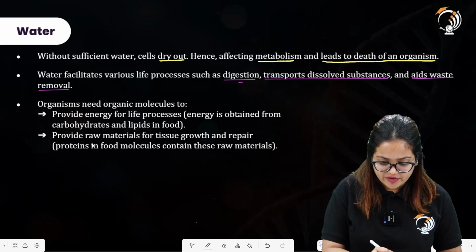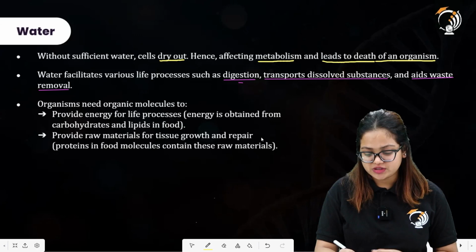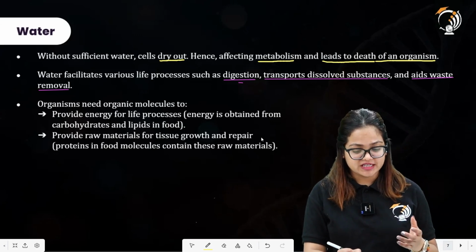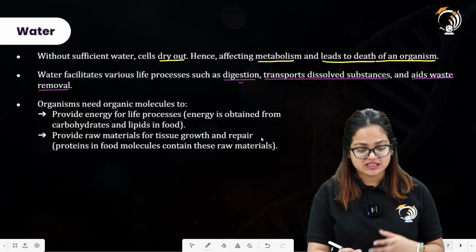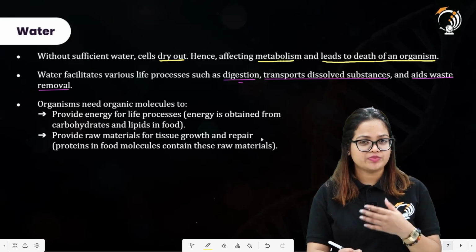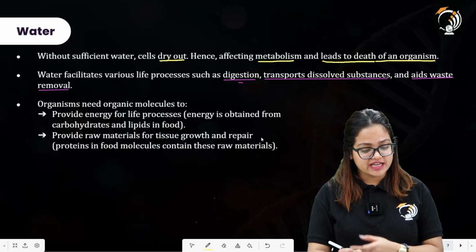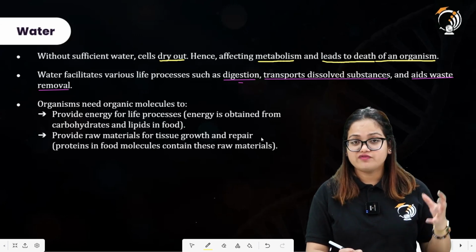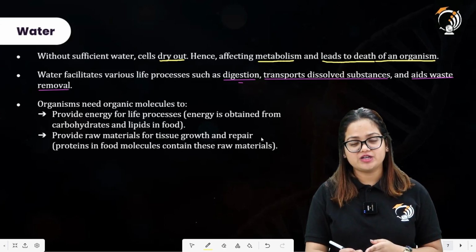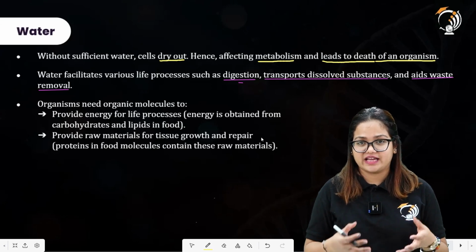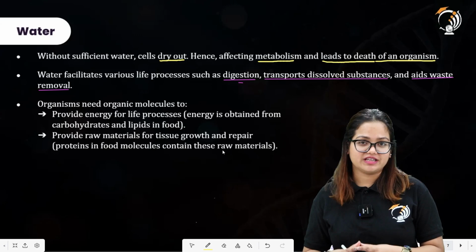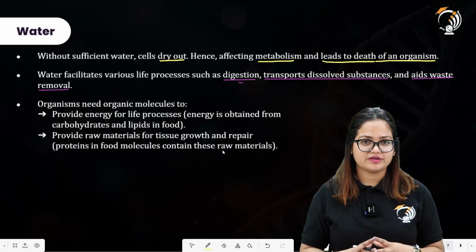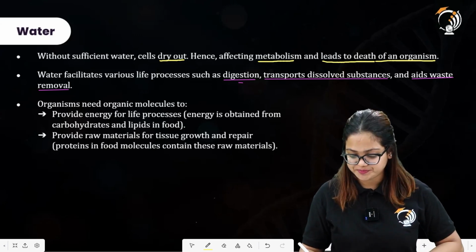Then we have provide raw material for tissue growth and repair. So basically, why do organisms need the organic molecules? They have to provide energy to maintain these life processes. They have to provide raw materials for tissue growth and repair so that they can sustain a healthy life. All right. Proteins in food molecules contain these raw materials. So these are some pointers according to the topic water.